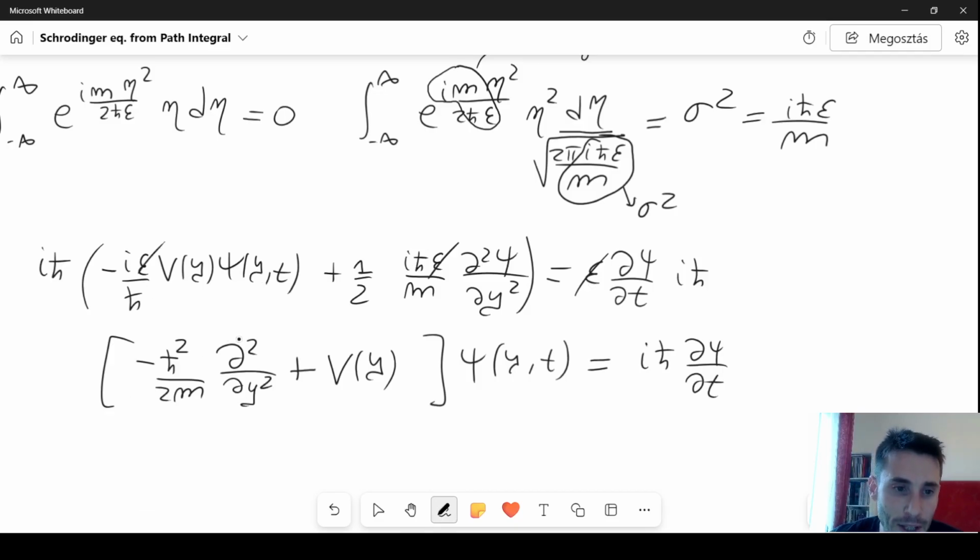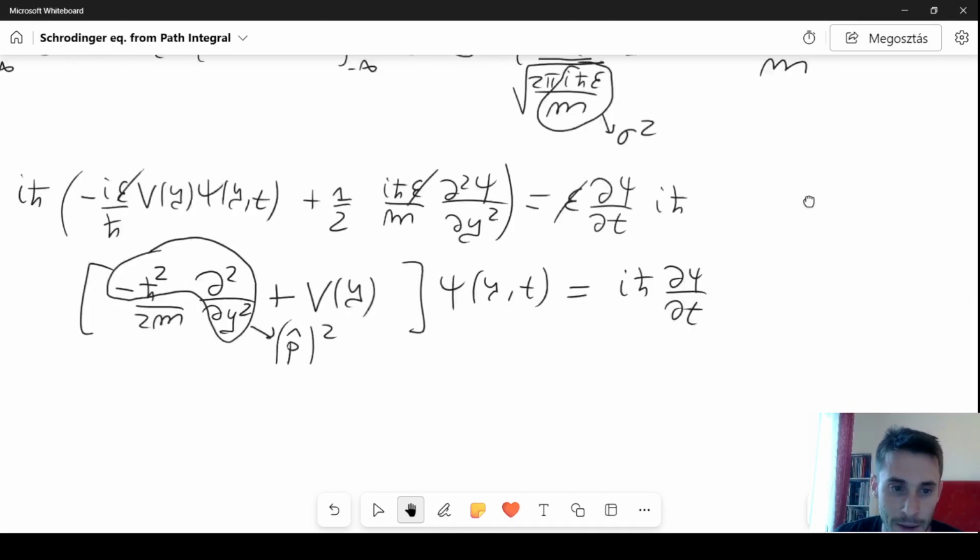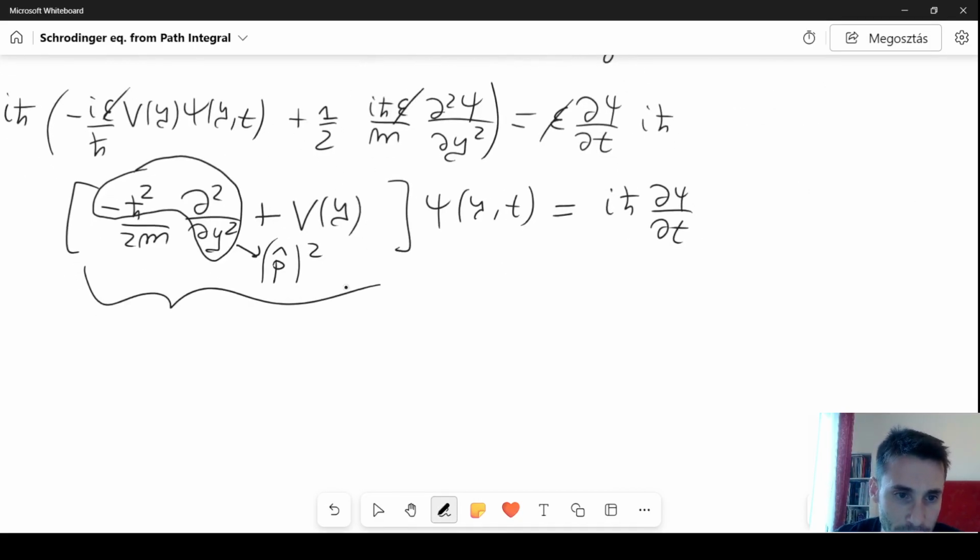Now you can see here that you have, so this is the momentum operator squared, p hat squared, and therefore what you have in here is just the Hamiltonian. So you have the Hamiltonian operator acting on the wave function is equal to i h bar d over dt psi, and that's just the Schrödinger equation. So that was the point of this video.